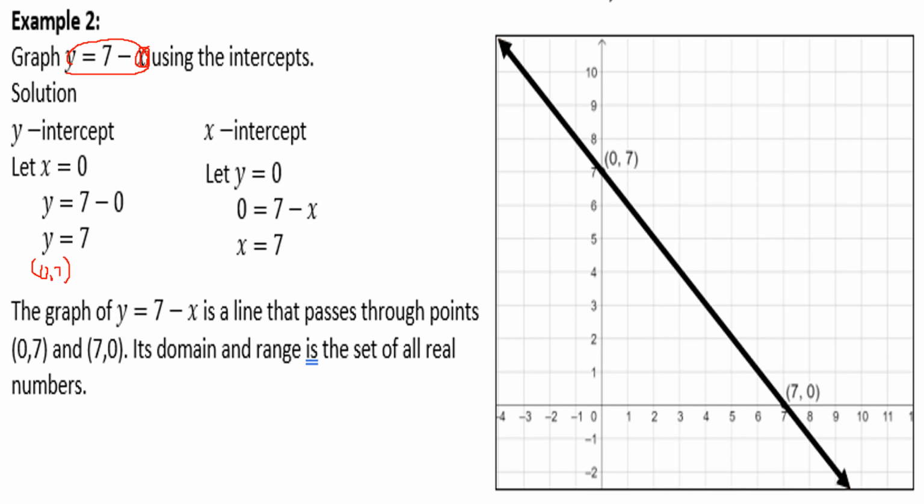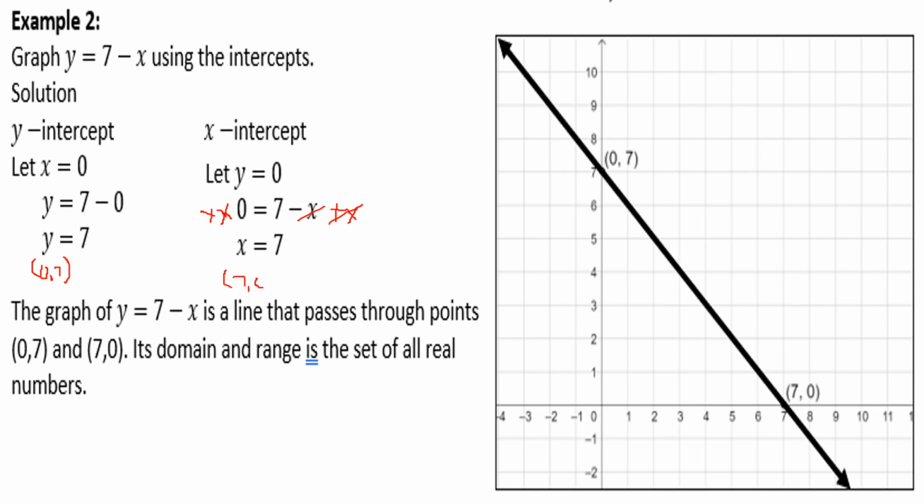And to solve for the x-intercept, let y equal 0. So it's just the opposite. You change all the y variables into 0. So we have now 0 equals 7 minus x, and then you simplify. So by adding x to both sides of the equation, to remove negative x from the right side, we just add x. So we have now x equals 7. And our x-intercept is 7, 0.